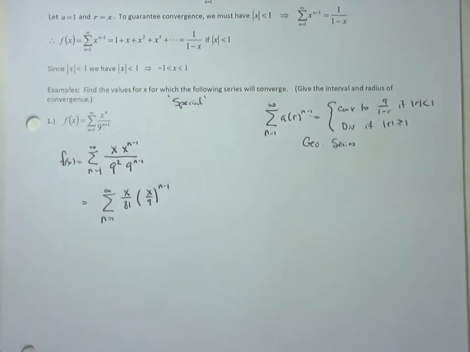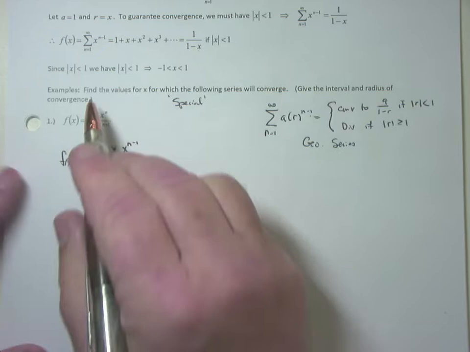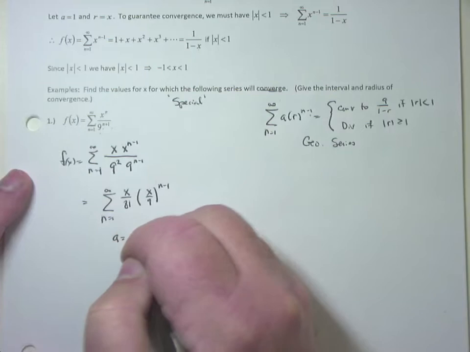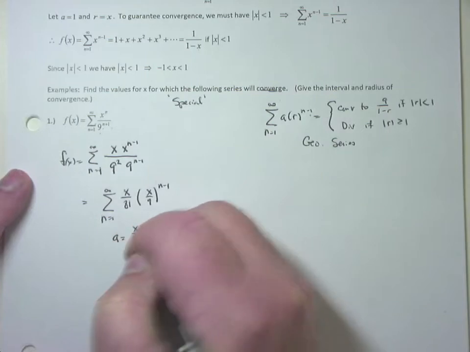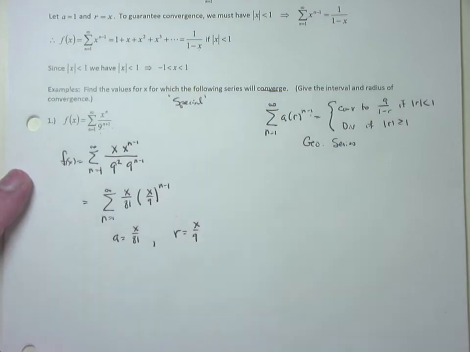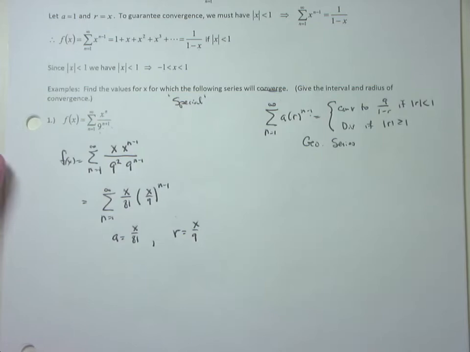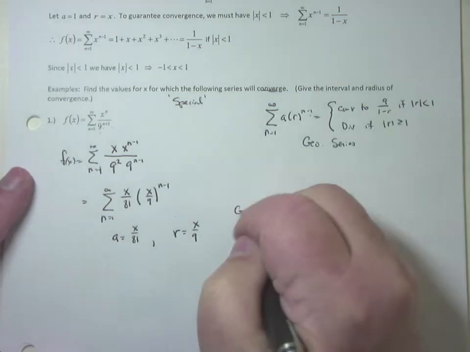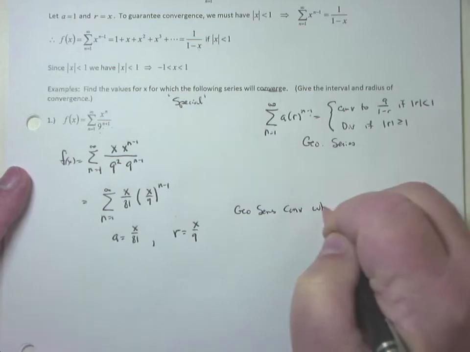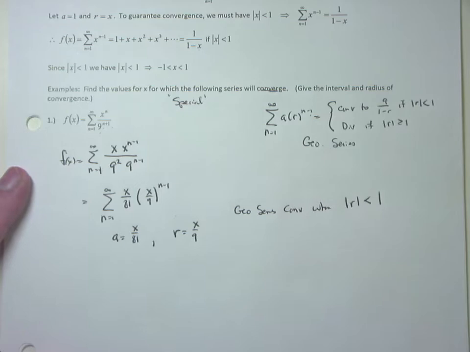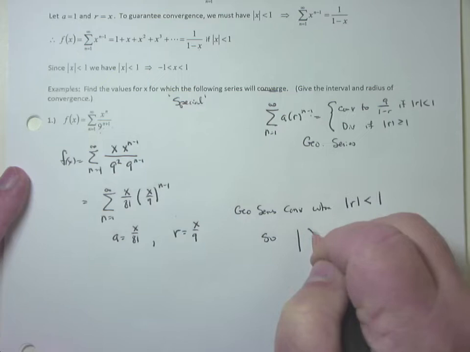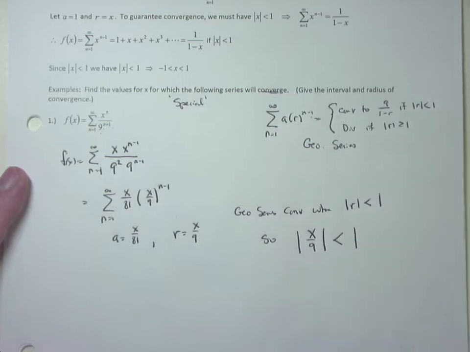Now, the question on this thing is very simply this: find the values of x for which the following series will converge. In this problem, A is going to be x over 81 because it's a geometric series, but more importantly, your r is equal to x divided by 9. Now, when does a geometric series converge? A geometric series converges when the absolute value of r is strictly less than 1. What is r in this problem? So the absolute value of x over 9 has got to be strictly less than 1.